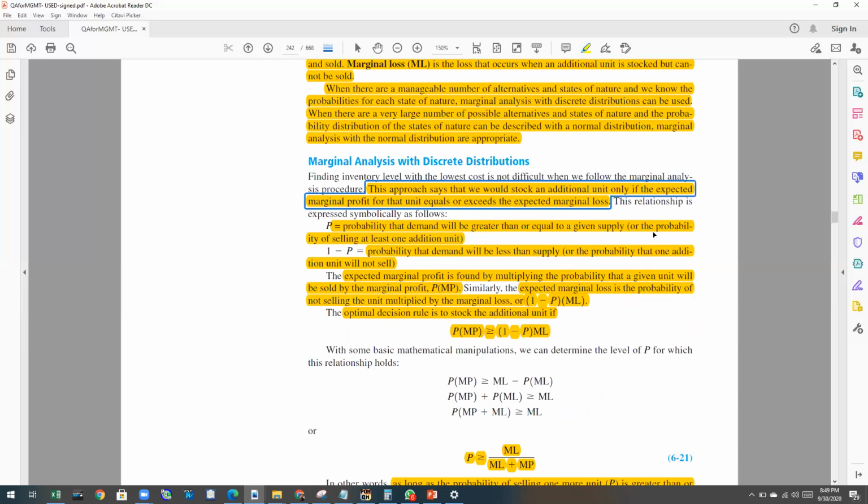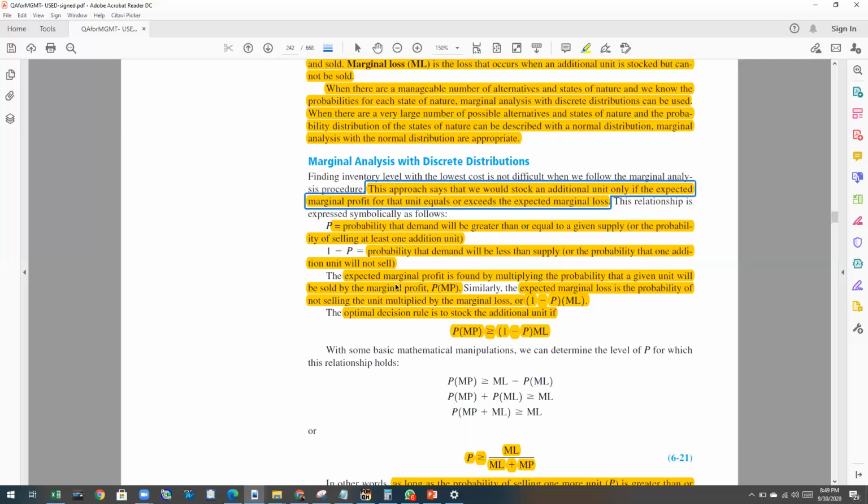In that case, you will want to sell an additional unit, because the demand is greater than your supply. 1 minus P is the probability that demand will be less than supply. In other words, we call this the probability that one additional unit will not sell. So P is the probability of selling at least one additional unit, and 1 minus P is the probability that one additional unit will not sell.